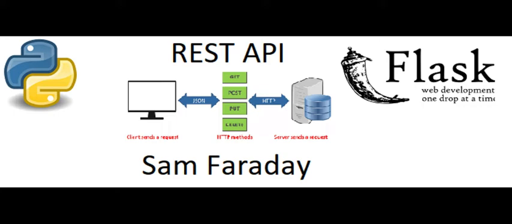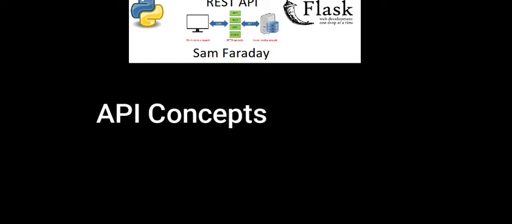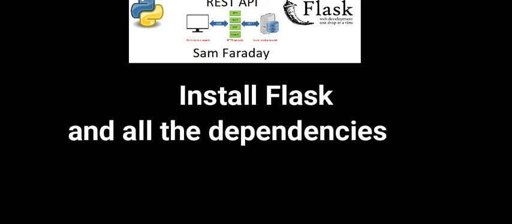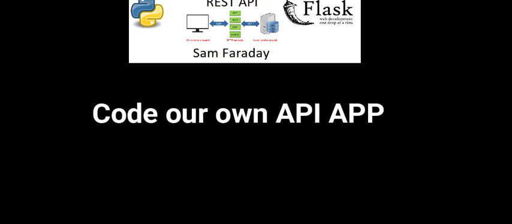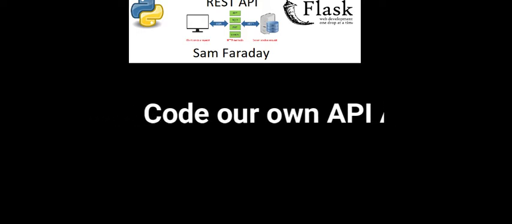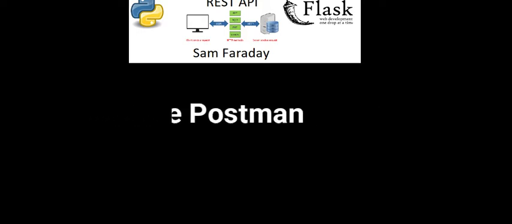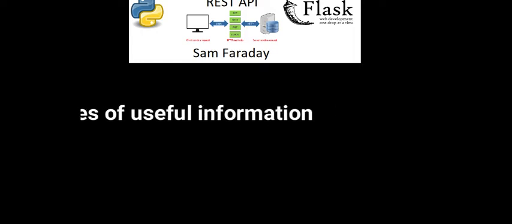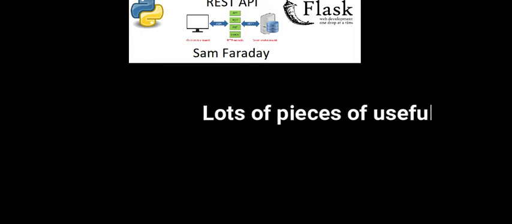In this course, we're going to learn everything you need to get started coding REST APIs. In this crash course, we're going to learn about API concepts, how to consume an API, how to install Python, how to install Flask and all the dependencies. And then we're going to start coding our own API application and also use Postman to do some post and delete. We're going to see lots of pieces of information.